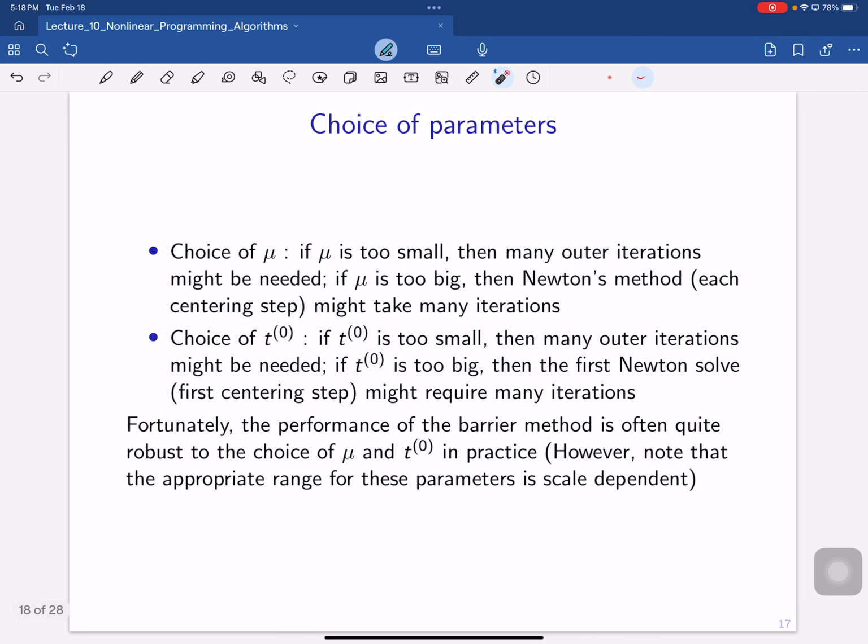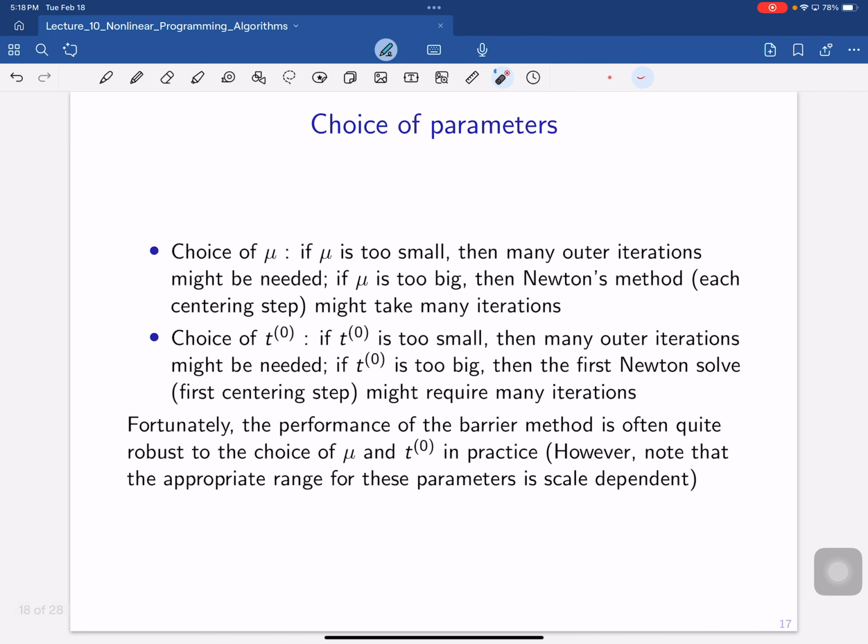So now I will move to the primal dual interior point method. Any questions related to the barrier algorithm?